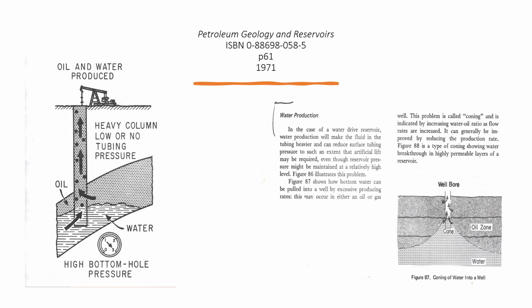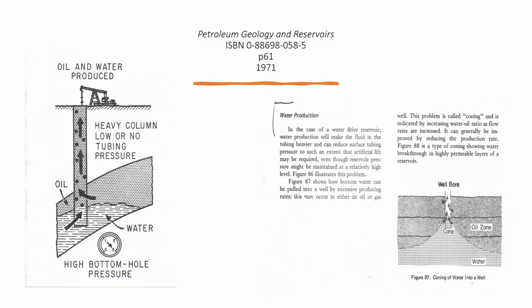This is part of page 61, where it shows a heavy oil and water produced, a heavy column, low or no tubing pressure, and high bottom hole pressure. In the case of a water drive reservoir, water production will make the fluid in the tubing heavier and can reduce surface tubing pressures to such an extent that artificial lift may be required, even though reservoir pressure might be maintained at a relatively high level.